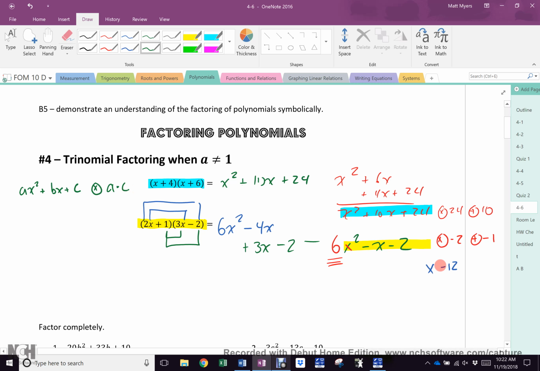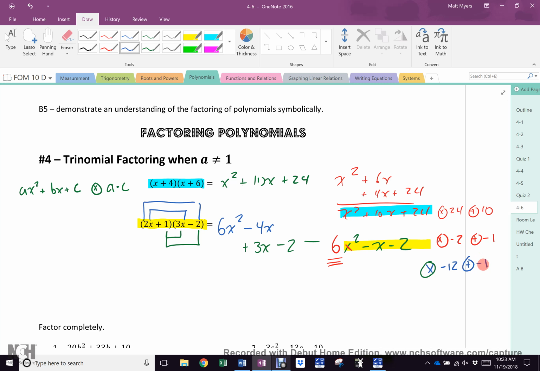Now I need to multiply to negative 12, but I still add to negative 1. What is it? Is it 1 and 12? No. Is it 2 and 6? 2 and 6 gets me adding to 1. No. Is it 4 and 3? Yes. Which one? Negative 3 plus 4 or positive 3 minus 4?